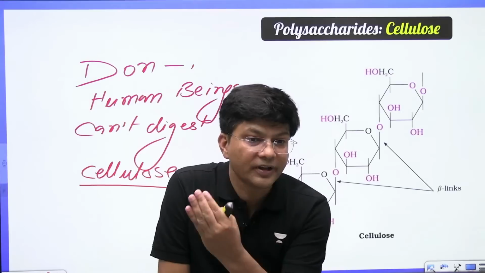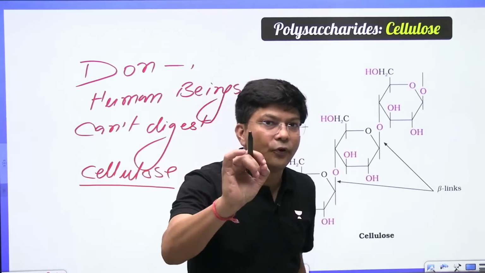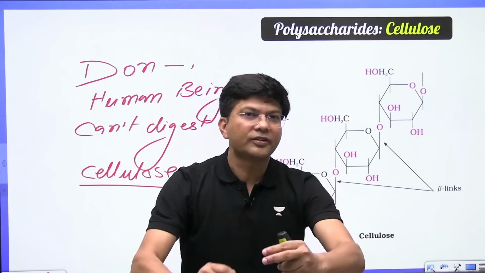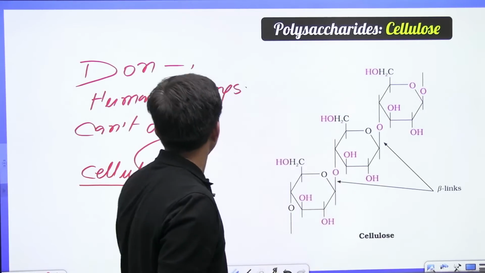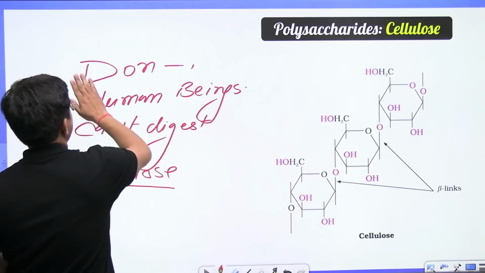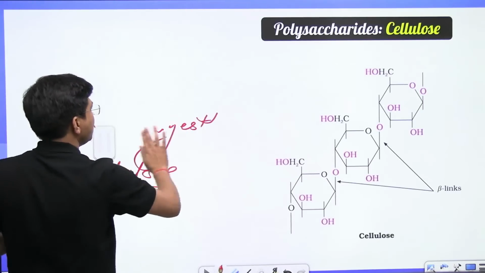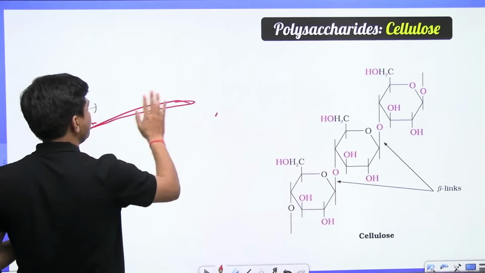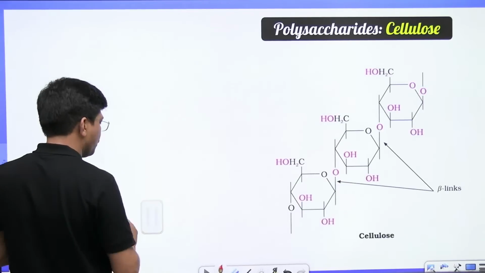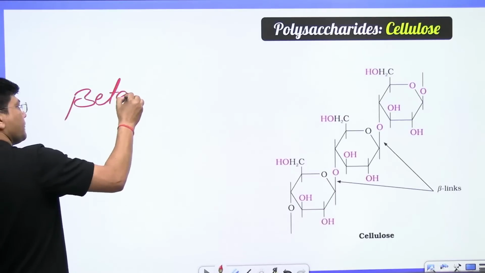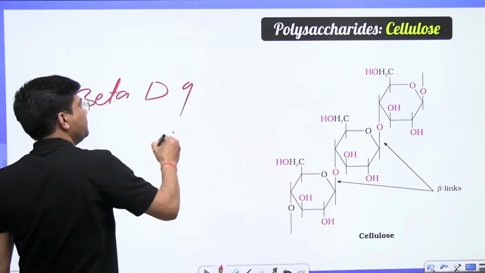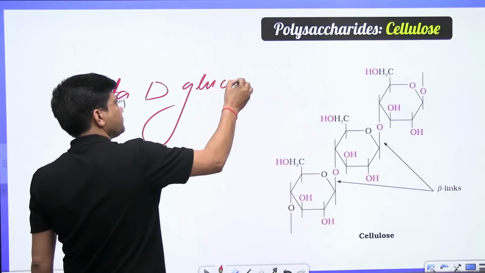So what you will say? Just try to focus, only one polysaccharide in your syllabus is made up of beta D glucose. Let me tell you, this is the only structure which is made up of beta D glucose. How to find out it is beta D glucose?